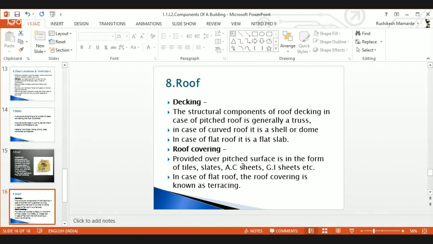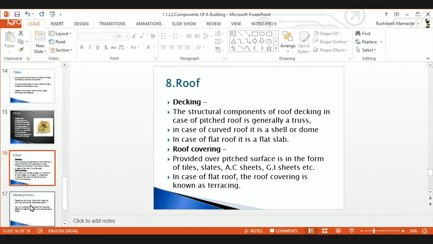Roof covering provided over pitched surface is in the form of tiles, slates, AC sheets, GI sheets, etc. AC sheets and GI sheets, galvanized iron sheets. And in the case of flat roof, the roof covering is known as terracing. In our houses, apartments, there is a flat roof which is known as the terracing.